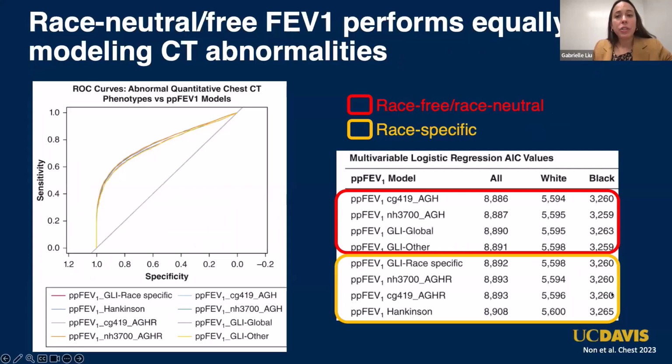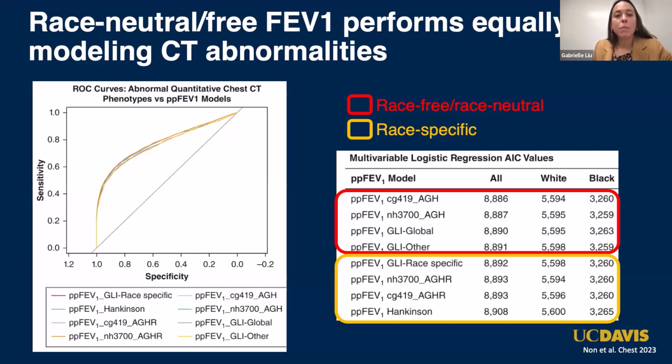And then in a study published last month, Nan and colleagues compared various different race-specific and race-neutral or race-free equations for FEV1 and sought to see how well these equations explain CT abnormalities, specifically emphysema, air trapping, or increased airway wall thickness, and how they explained respiratory symptoms. In this graph on the left, you see the receiver operating characteristic curves for these different FEV1 percent predicted equations, and you can see that a race-neutral or race-free FEV1 equation performs just as well as a race-specific equation.